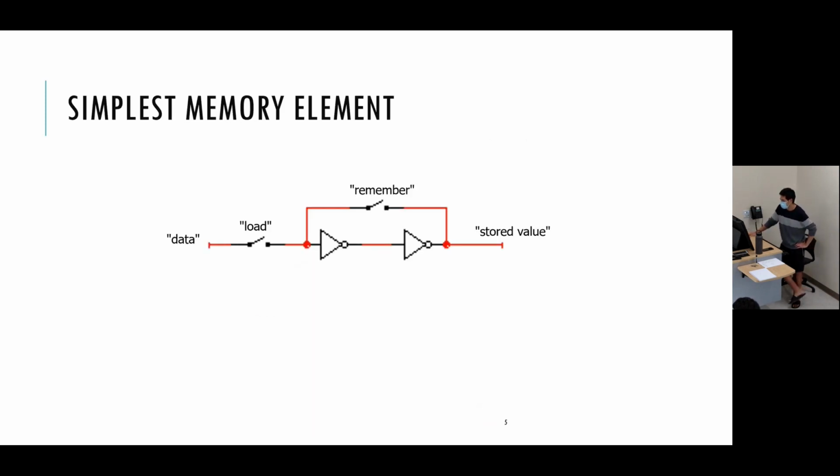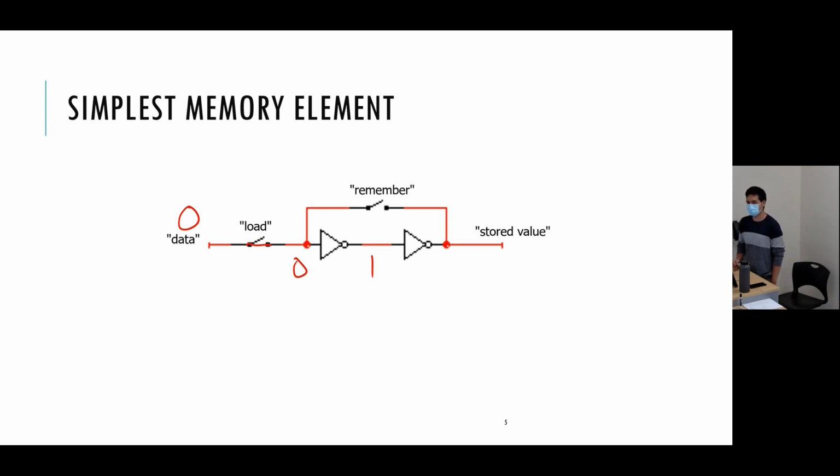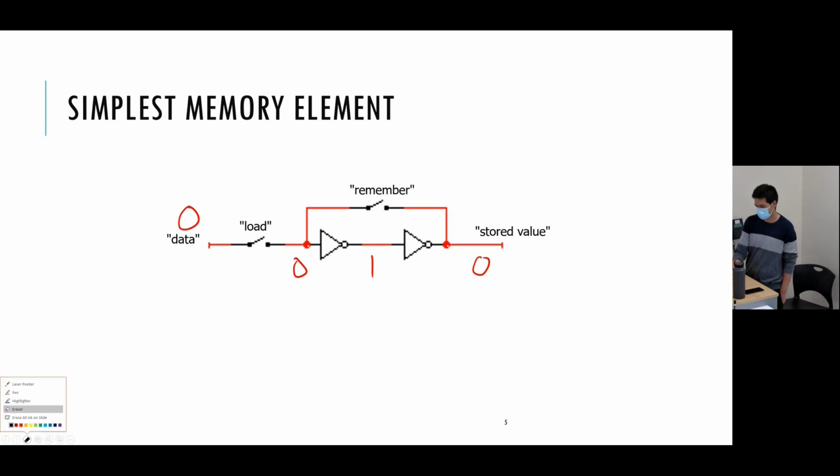So this is your simplest memory unit. Let's first say there's no input at all. Let's just say that we connect this load and our data is 0. Then here, it comes in as 0. It gets flipped to 1, and then it gets flipped to 0 at the output. And let's say that we very quickly disconnect that, so we're not driving it anymore, and we connect remember. And now we just have this stored value.